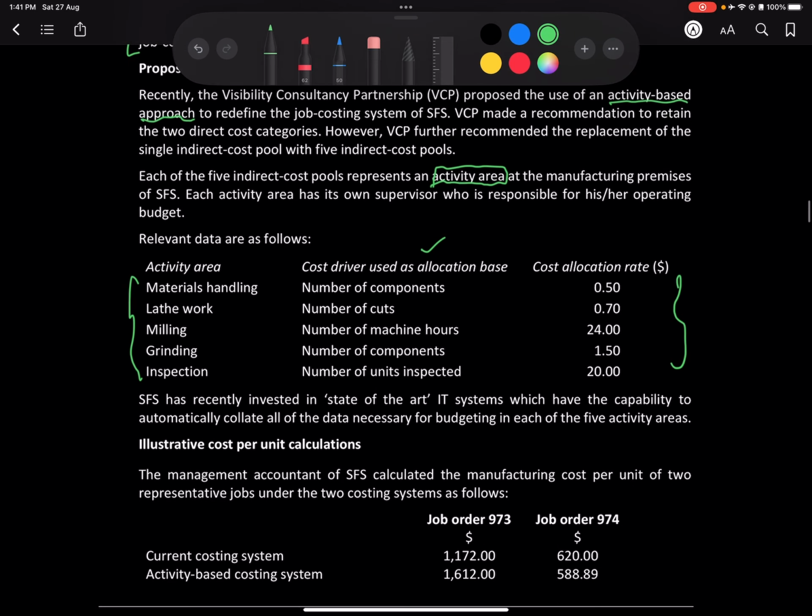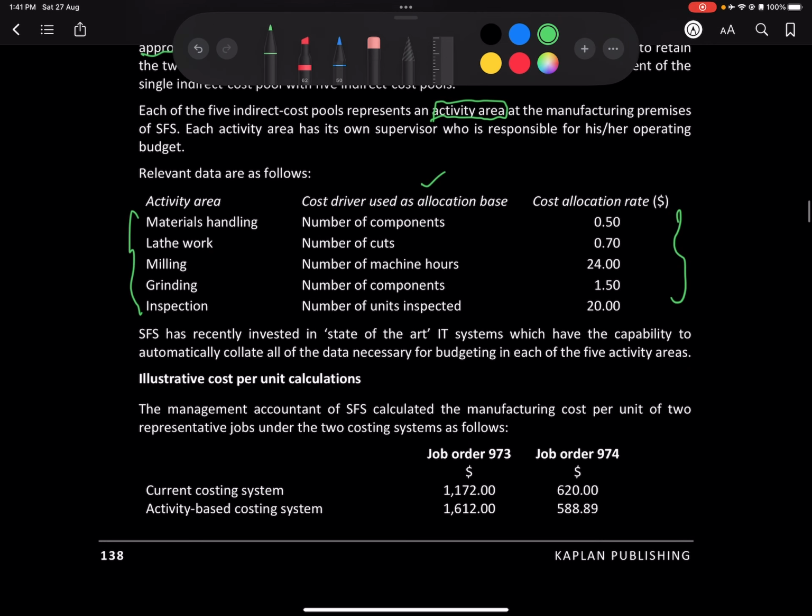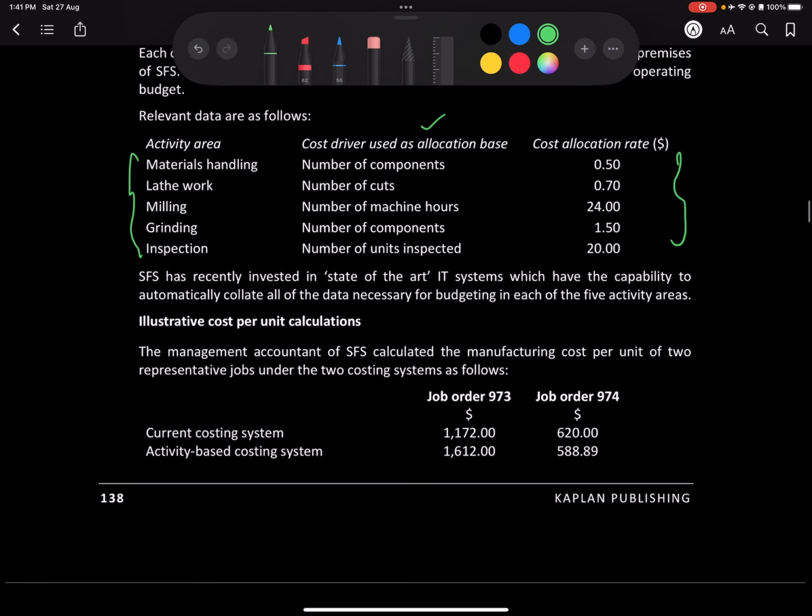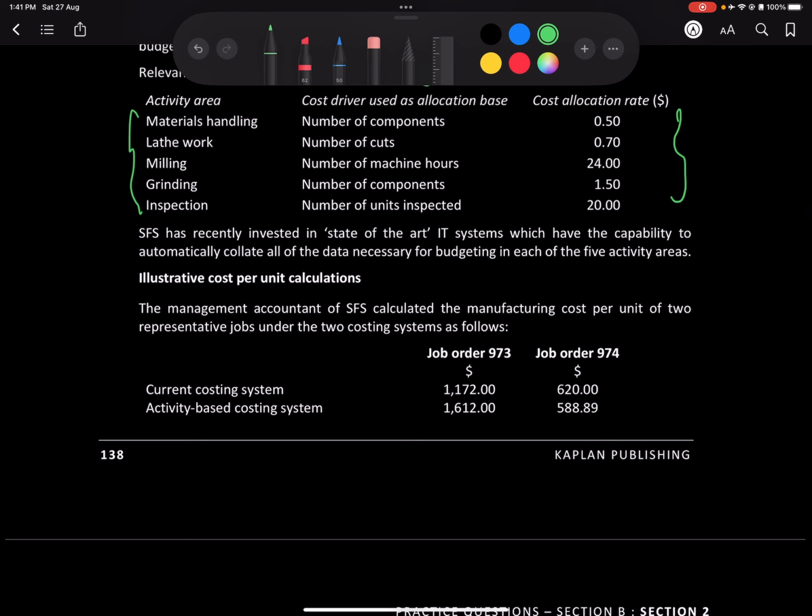So SFS has already invested in state-of-the-art IT systems which have the capability of automatically collating all the data necessary for budgeting in the 5 areas. Okay. And then illustrative cost per unit calculations. The management accountant calculated the manufacturing cost per unit of 2 representative jobs under the 2 costing systems as follows.